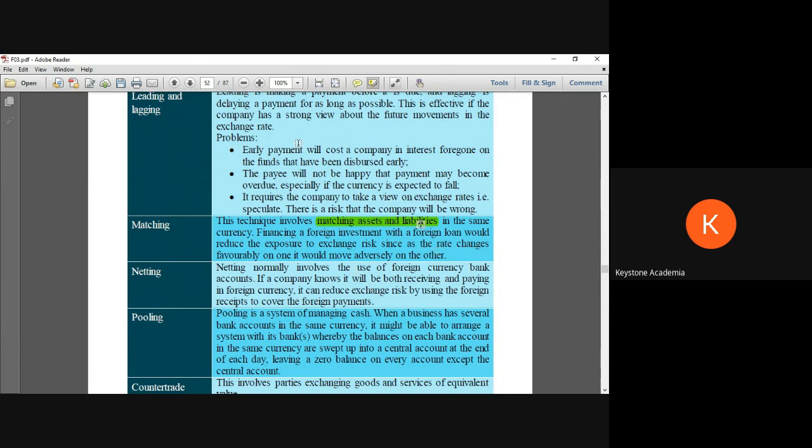Let's say A, B, and C are there. A owes B, A owes C, and vice versa, they owe each other. So instead of doing all the transactions, at the end of the period, they will see how much A owes B, how much B owes C, and in that way, they will reduce the transaction cost.